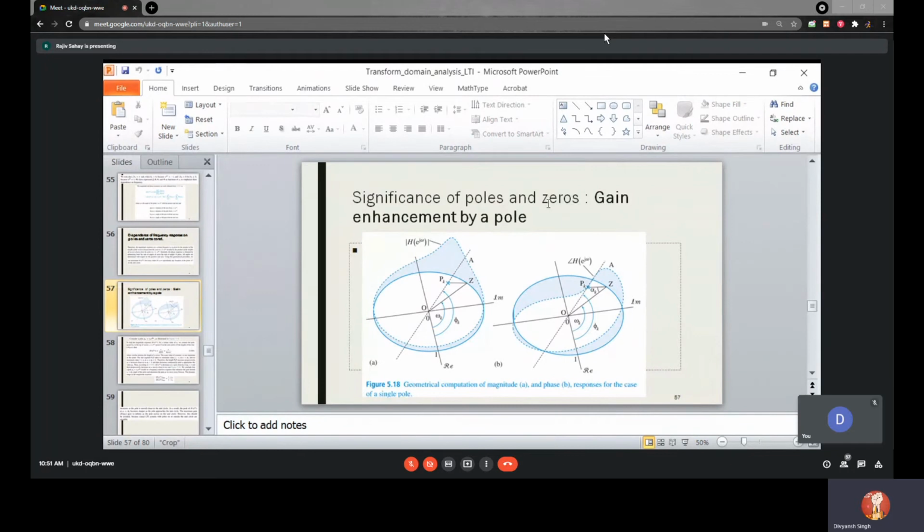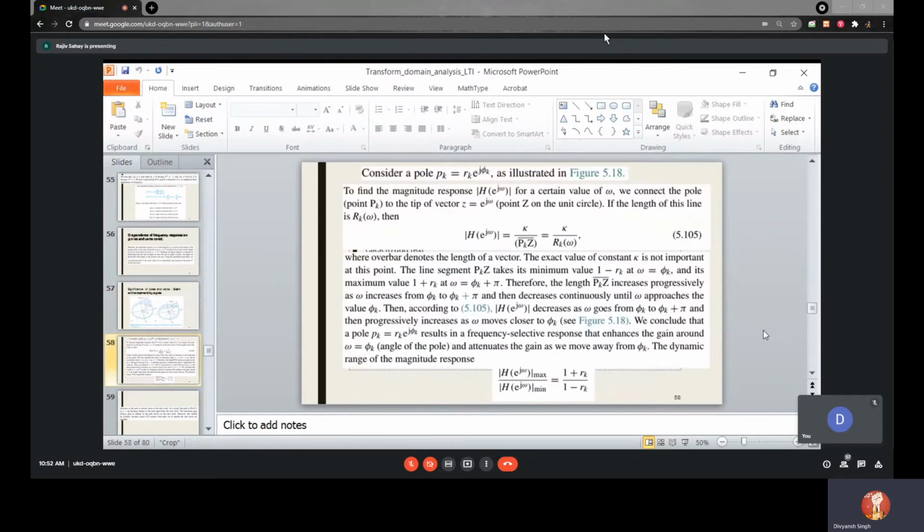So firstly, we are going to analyze the gain, rather the gain enhancement. So we'll see that the gain will be enhanced by the introduction of a pole. How does that happen? Let us see. So again, as I've shown you, the pole is located at the angle phi k. It has a magnitude rk. And to find the magnitude response for a certain value of omega, we connect the pole point pk to the tip of the vector z equal to e to the power j omega, or point z on the unit circle. And if the length of this line is capital Rk, then we can write it like this.